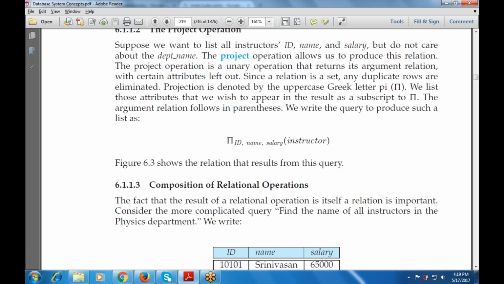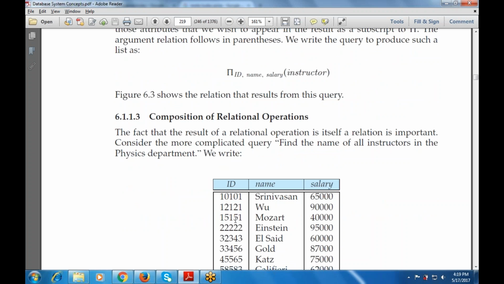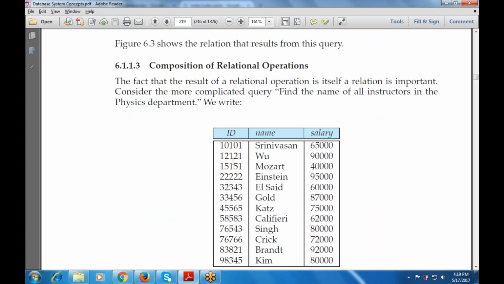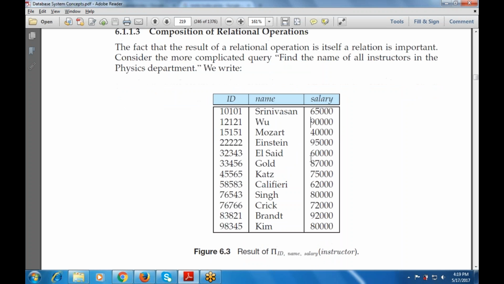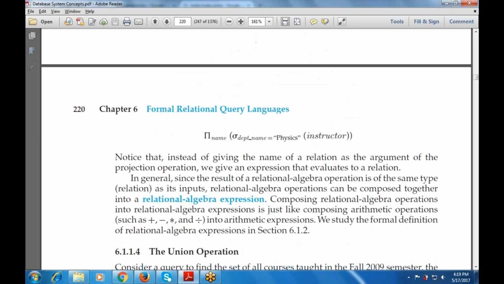Now next is the composition of relational operations. The fact is that the result of a relational operation is itself a relation. That is very important. Consider a more complicated query: find the names of all the instructors in the physics department. That means we have to find the names of each and every instructor in the physics department. So we write ID, name, salary: 10101 Srinivasan 65,000, 12121 Wu 90,000, and so on. So we write the query for this one.